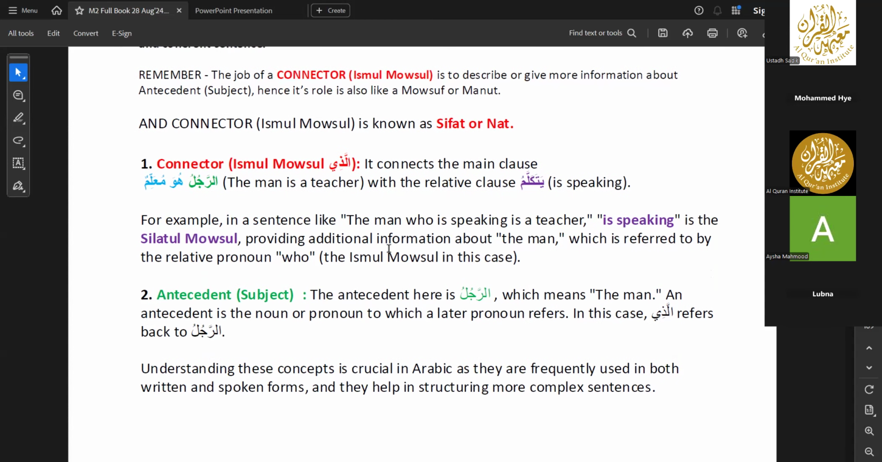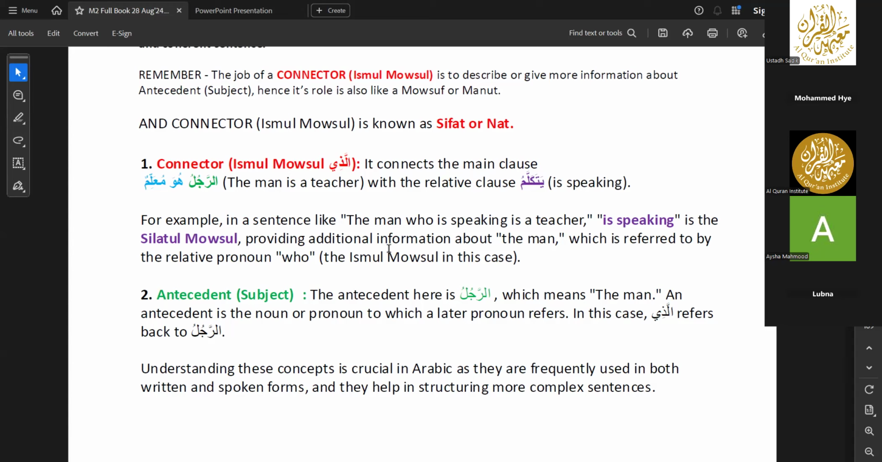The second point to note is regarding the subject. As I said, in this lesson we refer to that as the antecedent. So here, the antecedent, ar-rajulu, obviously means the man, and it's the noun or pronoun to which a later pronoun refers. So something for you to be aware of: it doesn't necessarily just have to be a noun. It can be a pronoun as well.